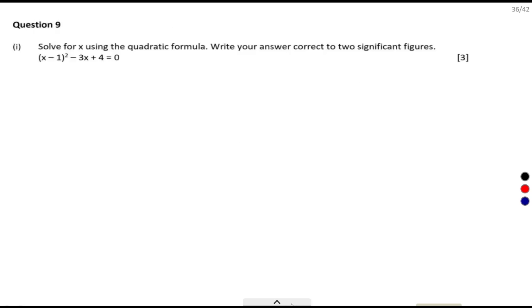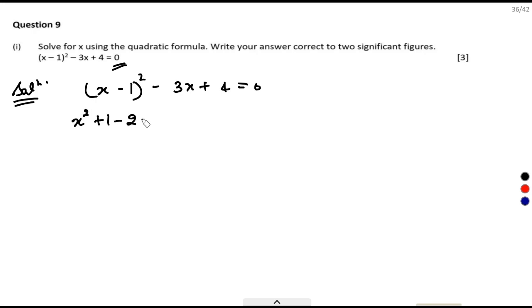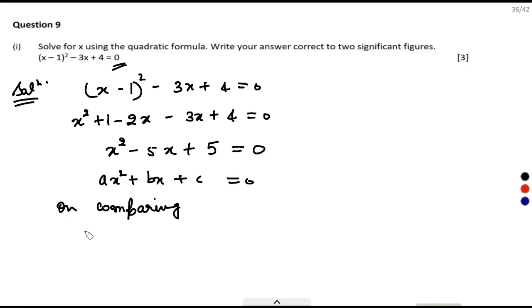Question number 9th. In this question, we have to solve this quadratic equation using quadratic formula. First of all, change this in standard form. A minus B whole square open: A square plus B square minus 2AB. A is equal to 1, B is equal to minus 5 and C is equal to 5.